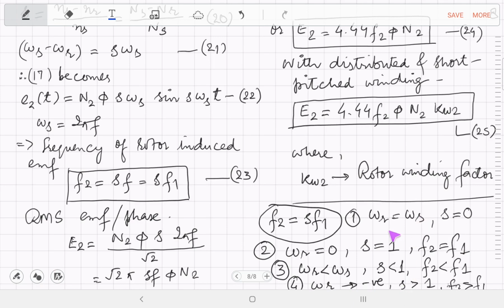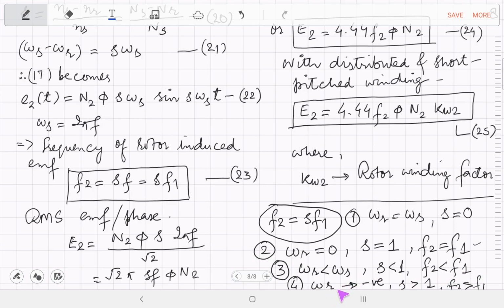We can see that when the rotor rotates at synchronous speed, no EMF is induced in the rotor windings because the slip is 0. When the rotor stands still, the slip will be equal to 1, and the frequency of the rotor induced EMF is the same as the frequency of the stator EMF. Third case is when the rotor is rotating in the direction of the rotating magnetic field at a speed less than the synchronous speed, then the slip will be less than 1, and the frequency of the rotor induced EMF will be less than the frequency of the stator EMF.